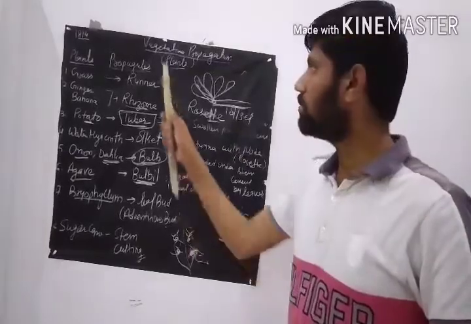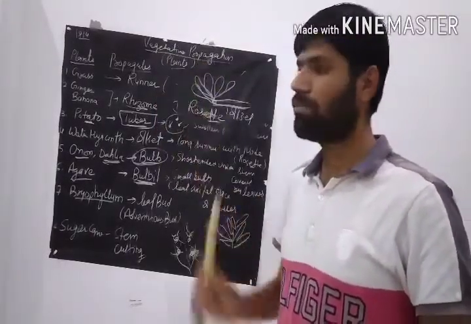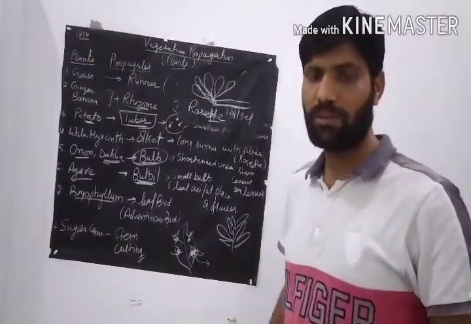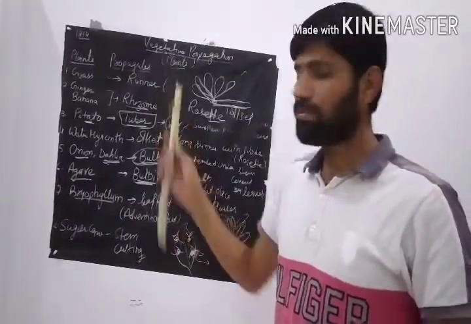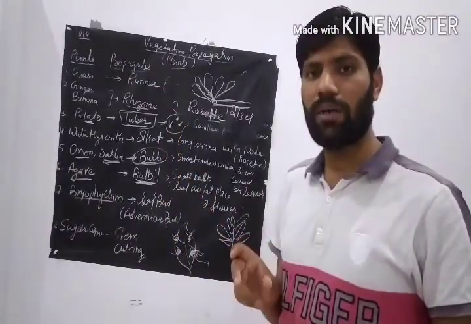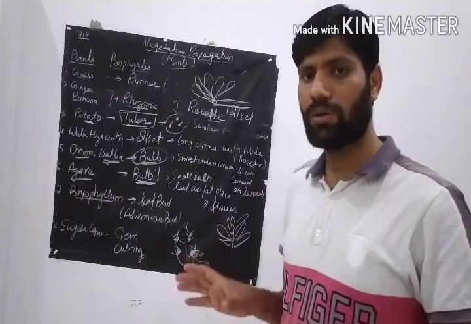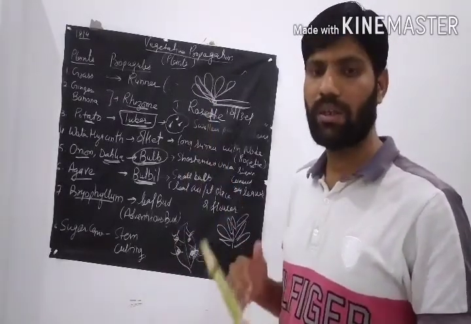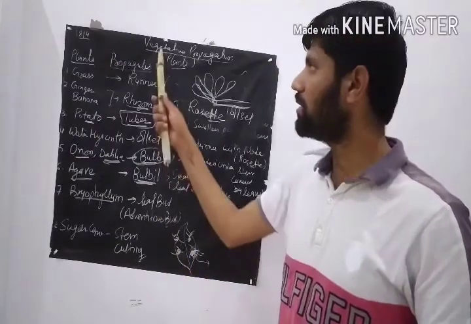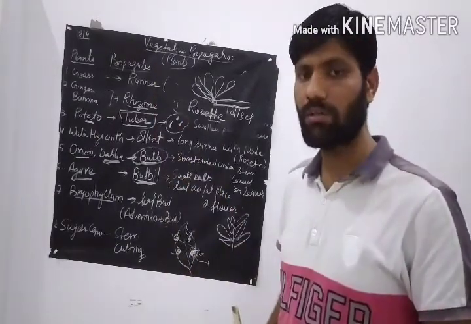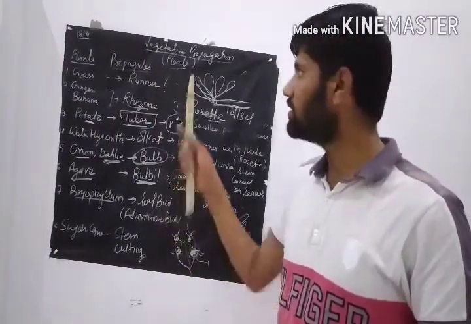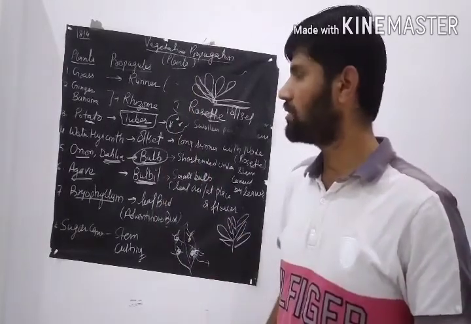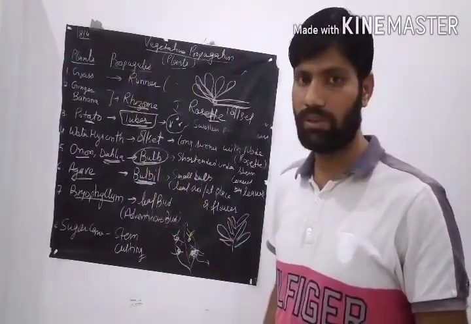Here the term is vegetative propagation. Vegetative means any vegetative part of a plant, it may be root, leaf or stem, and propagation means to increase in number. That means increase in number of plants through the vegetative part is known as vegetative propagation. Now let's see what vegetative propagation is and what propagules are.